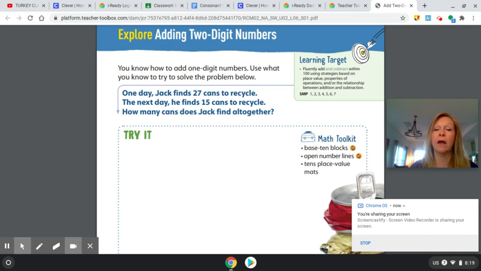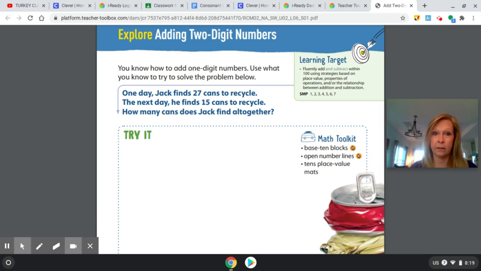You'll be finishing up your unit test within the next week. And I want you, again, taking time with that. This is our new unit, and it's going to be adding two-digit numbers. So the first problem, I'm not going to give you a lot of direction. I just want to see how you would solve it.